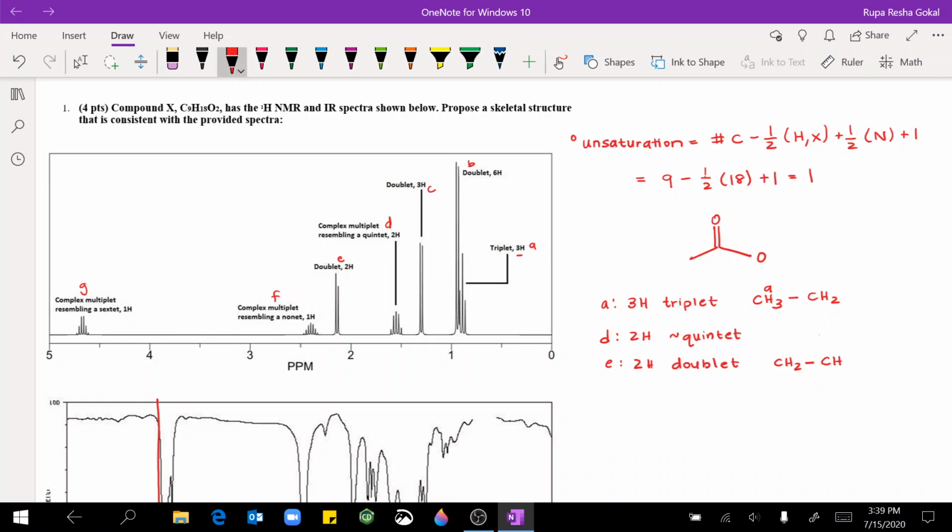So then these must be D hydrogens. Where if this is a quintet, then that means 5 minus 1 is 4 hydrogen neighbors. That means I have the 3 coming from A, and then next to that also I must have 1 more to get up to 4, because 4 neighbors plus 1 would give me that multiplet resembling a quintet.